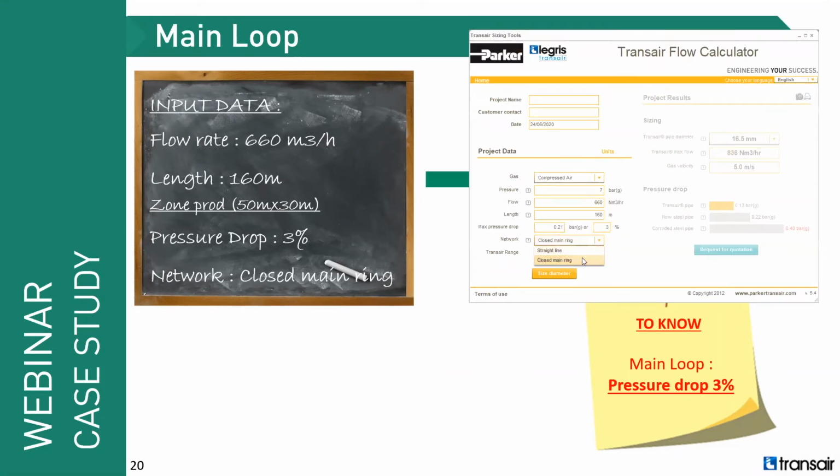Network is going to be a closed main ring. We are inside a loop, and we're going to size the diameter. Here we can see that the diameter we are going to require is 50 millimeters. It's going to allow for a maximum flow rate of almost 900 cubic meters per hour, meaning that if we want in the future, we can add some extension on that network. And we have the velocity of the gas here, which is 6.6 meters per second. You also have the pressure drop right here.